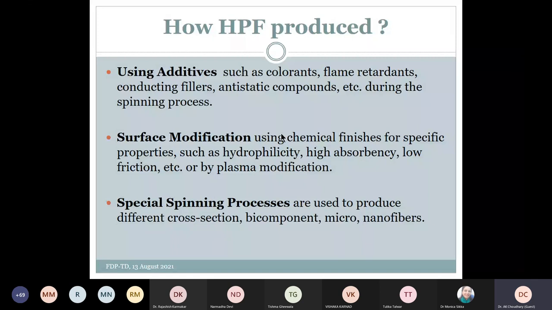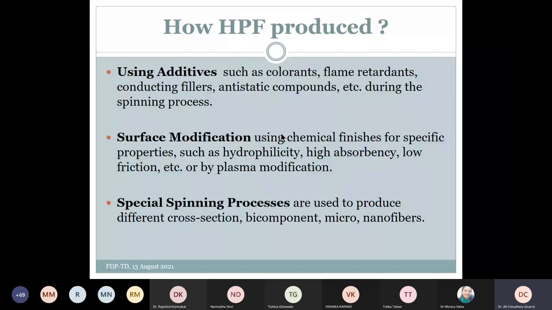Day by day, new fibers are coming up in the market to give new additional comfort, new additional mechanical properties and some new additional chemical properties. So these are the ways: use of additives, use of surface modification, and use of specific spinning processes. These are the ways of manufacturing high performance fibers.